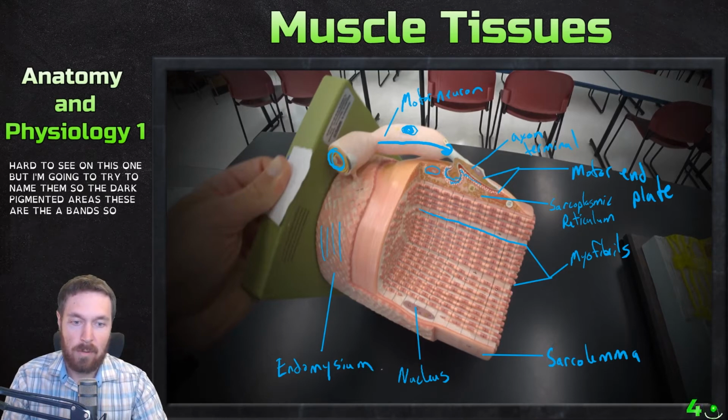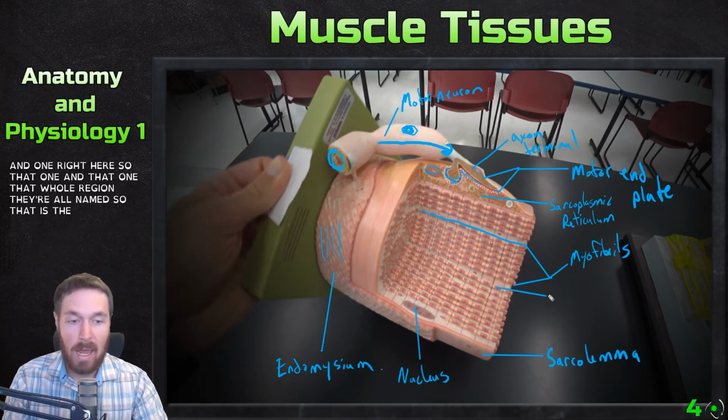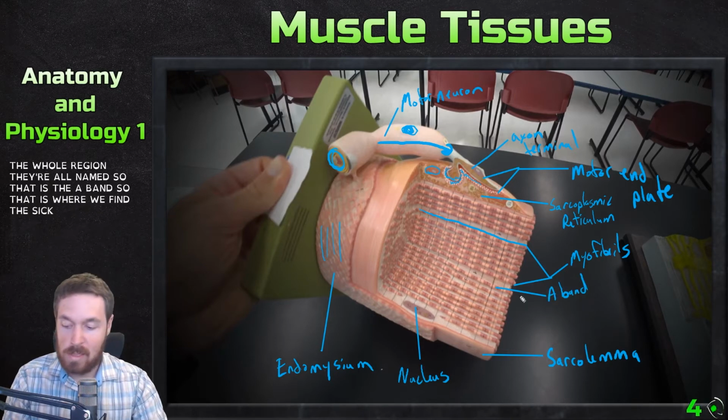So if I were to draw it, let's go from this end one right here. So that one and that one, that whole region there, I'll name. So that is the A band. So that is where we find the thick filaments.